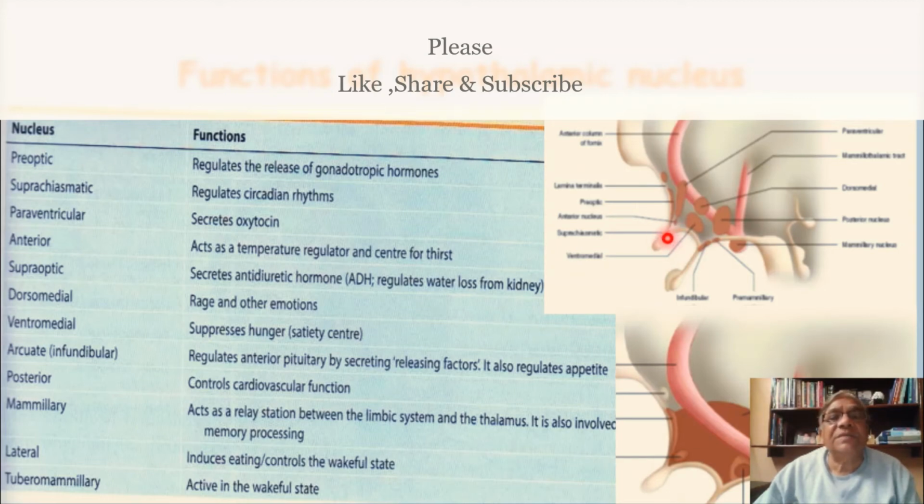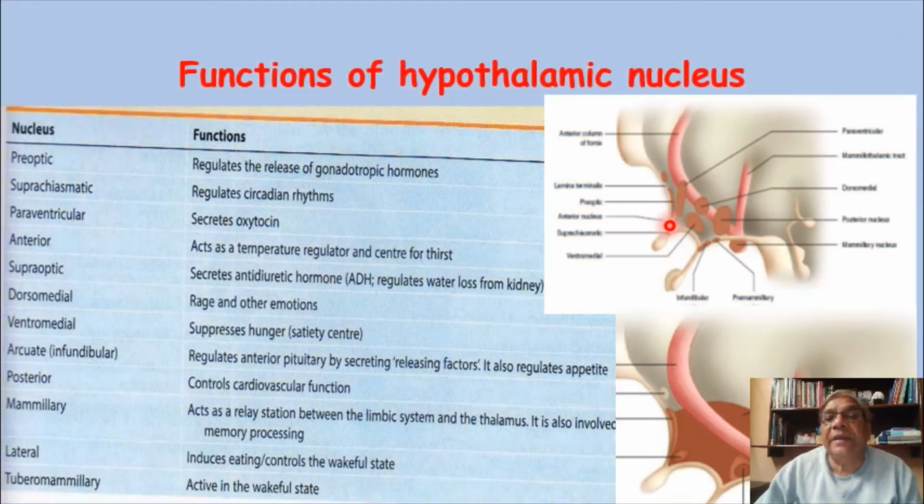And this suprachiasmatic nucleus regulates the circadian rhythm or the biological clock, okay? Our activity during the day and night, that is called a circadian rhythm. At a particular time you feel hungry, at a particular time you want to go to sleep, you feel sleepy, right? And at a particular time you get up. So that is all regulated by this suprachiasmatic nucleus, okay?